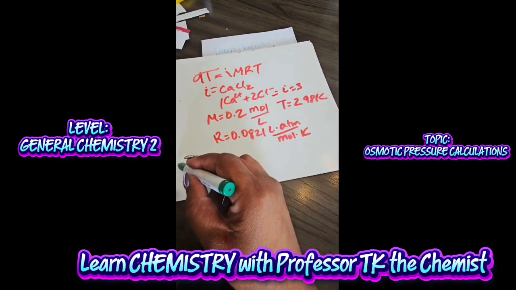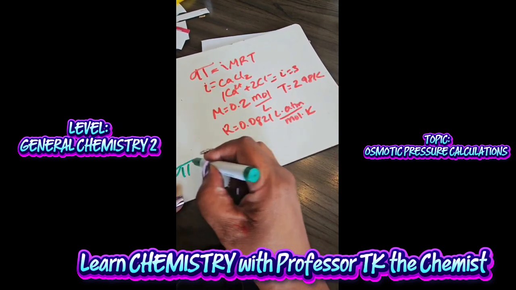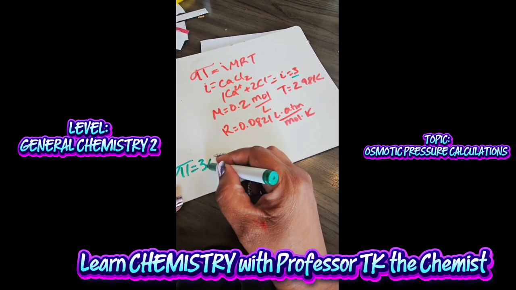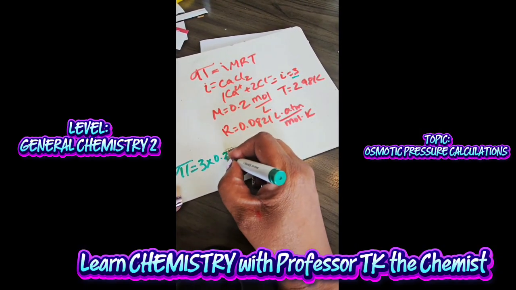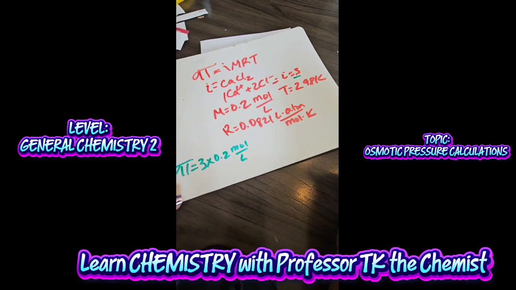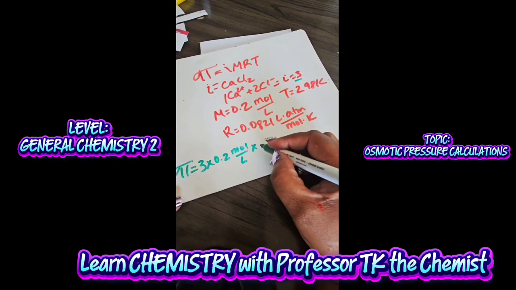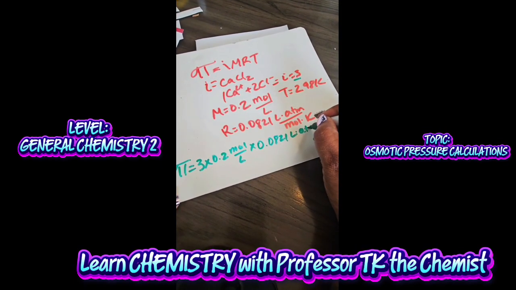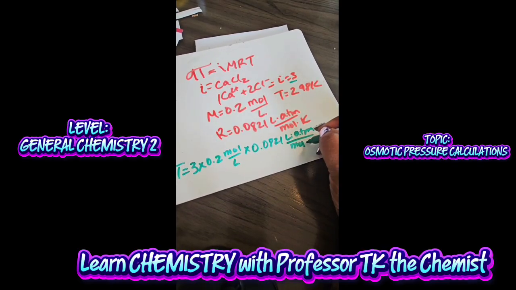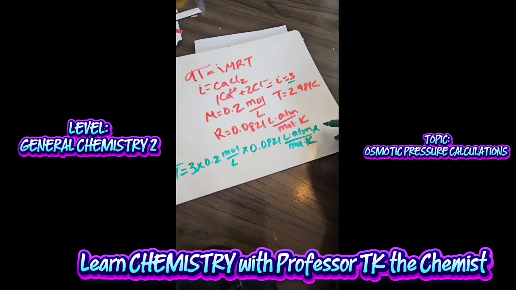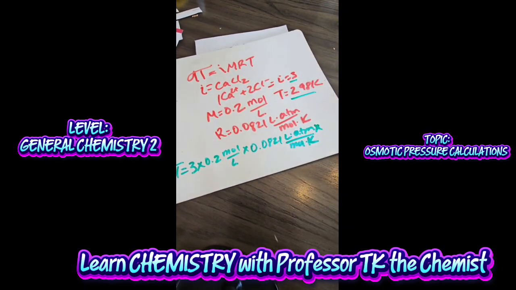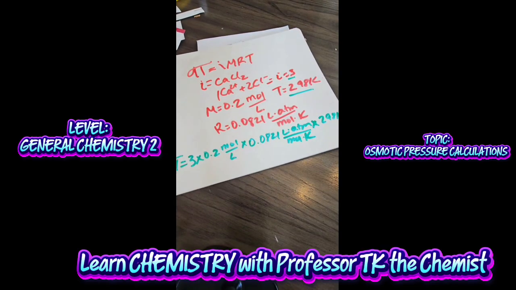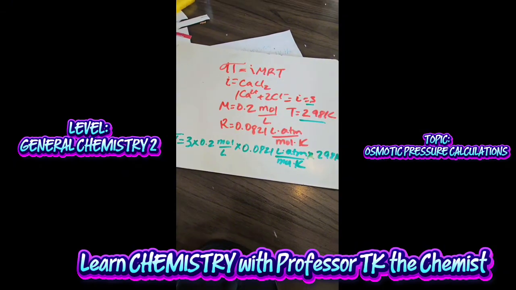So let's go. This little funny shaped pi is equal to 3 times 0.2 moles per liter times 0.0821 liters dot ATM per mole in Kelvin, times the temperature, 298 Kelvin. Okay, so let me back out a little so you all can see this better.